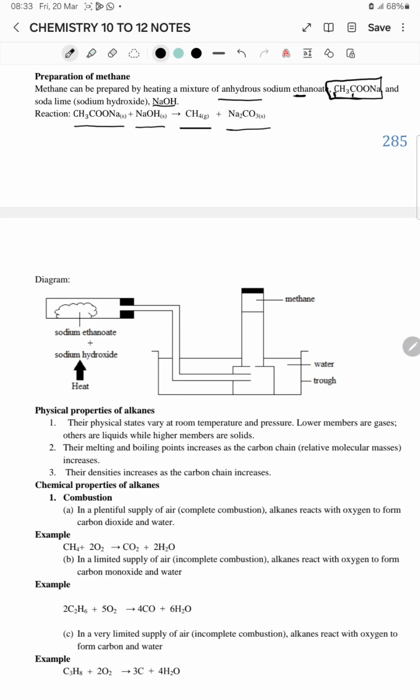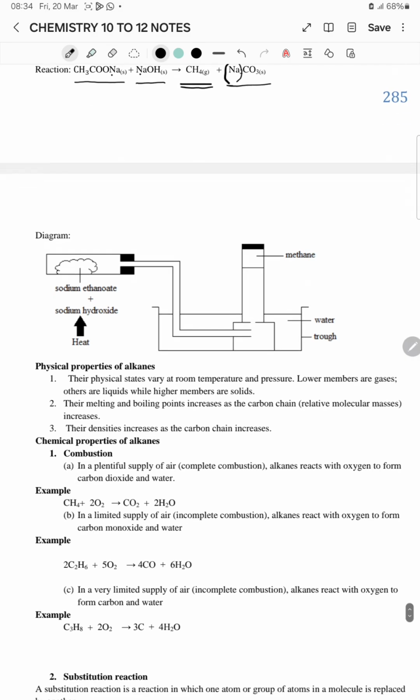When you react sodium ethanoate, so sodium ethanoate will react with sodium hydroxide to form methane and sodium carbonate. Okay, so it is self-balanced. Since here sodium is 2 and here we have 1, 2, so it is balanced.